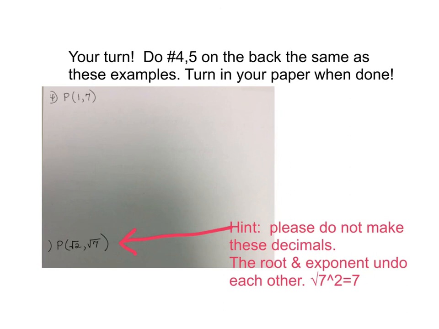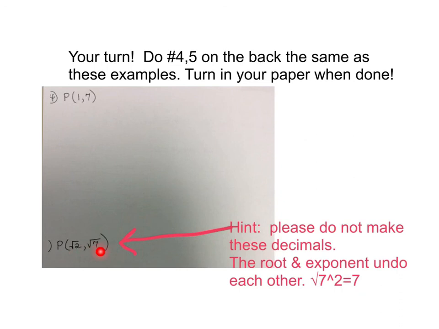Okay, now it's your turn. You're going to do numbers 4 and 5 on the back. Now, I didn't write out every part of it, but you're still doing the same 3 things. You need to graph it, you need to find the missing side, and you need to do all 6 trig functions for each problem. Now, the last one, let me just give you a little hint because you might have a question about that one.